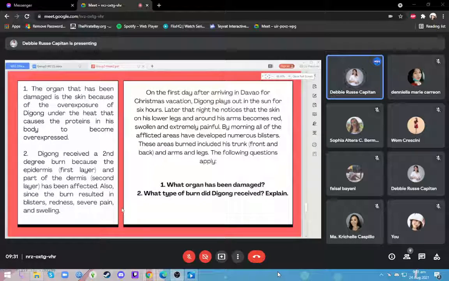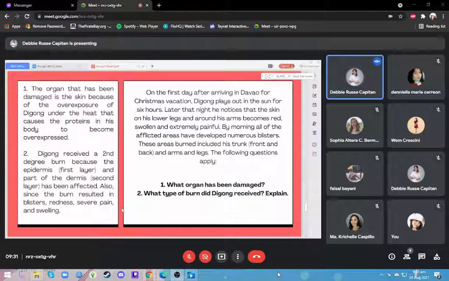So, for the first problem in our deep dive, on the first day after arriving in Davao for Christmas vacation, Digong plays out in the sun for 6 hours. Later that night, he notices that the skin on his lower legs and around his arms becomes red, swollen, and extremely painful. By morning, all of the afflicted areas have developed numerous blisters. These areas burned included his trunk, front and back, and arms and legs.